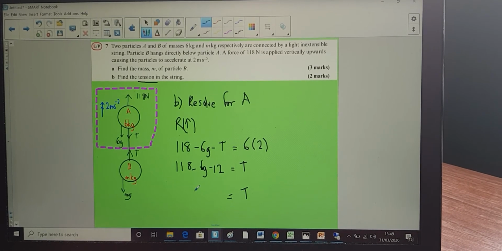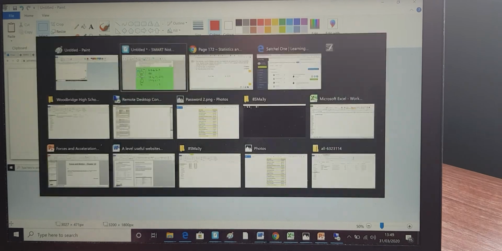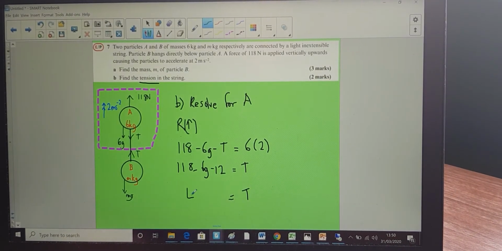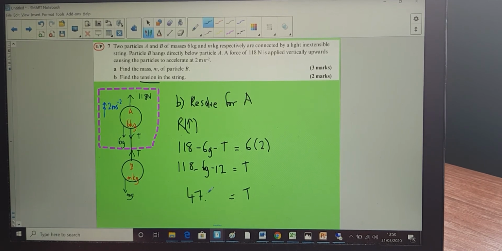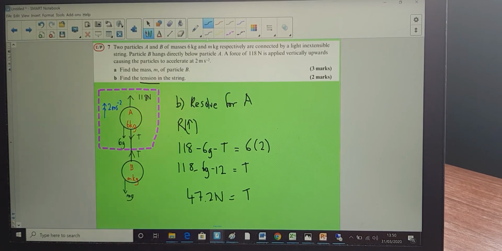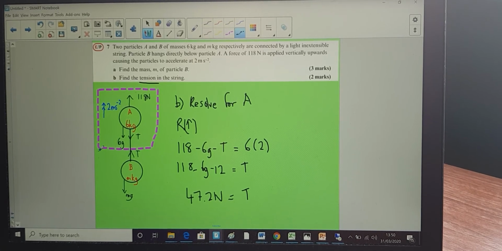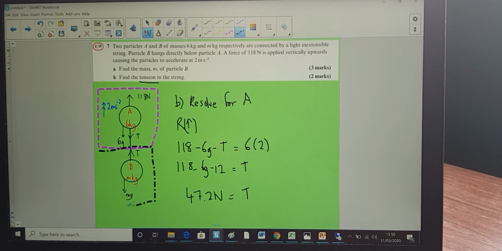Sorry, I can't remember what it is. I think I've got the mark scheme here. Let me find out. There you go, 47.2. So that should be 47.2 newtons.